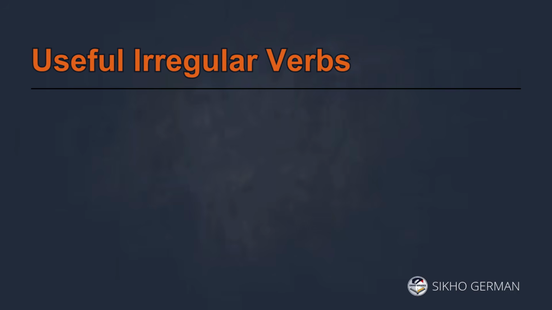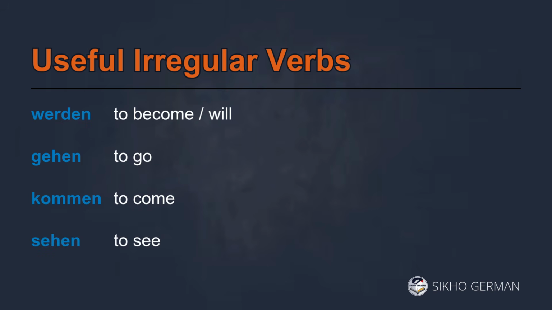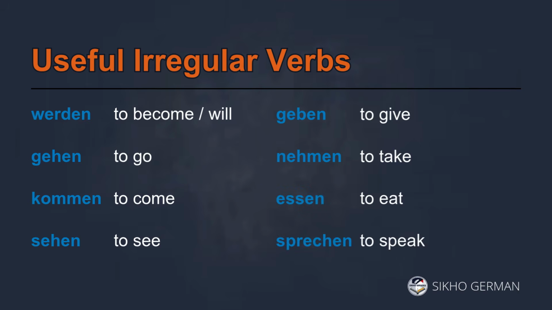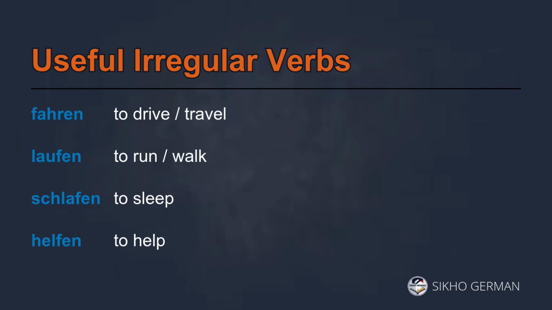Now, let's build your vocabulary with the most essential irregular verbs you'll need every day. Werden, to become or will. Gehen, to go. Kommen, to come. Sehen, to see. Geben, to give. Nehmen, to take. Essen, to eat. Sprechen, to speak. Fahren, to drive or travel. Laufen, to run or walk.